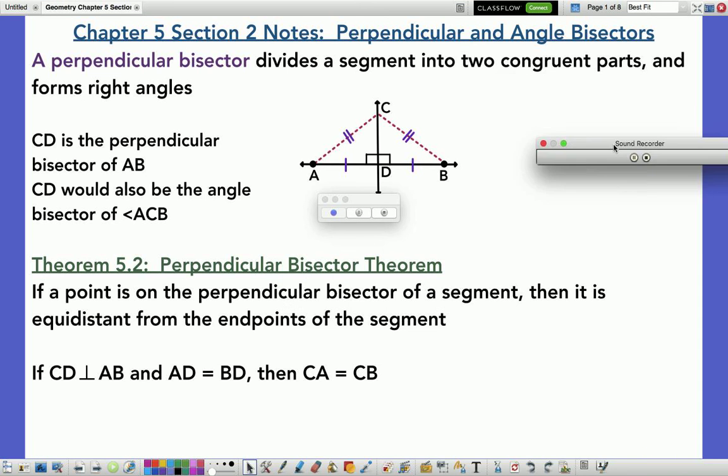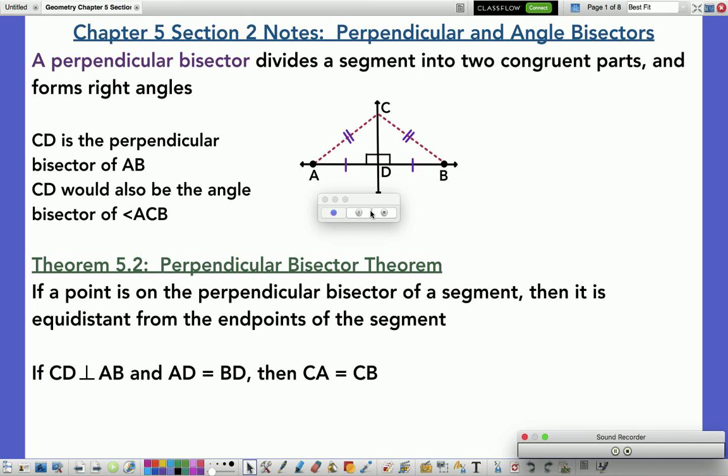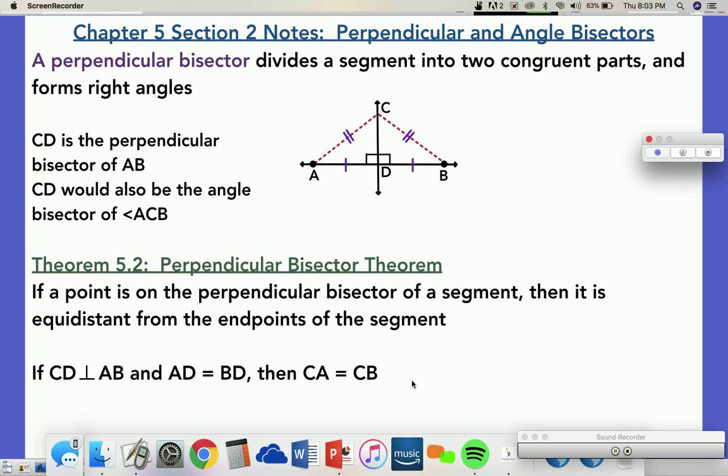All right, so back for another video lesson. Chapter 5, Section 2, Perpendicular and Angle Bisectors.